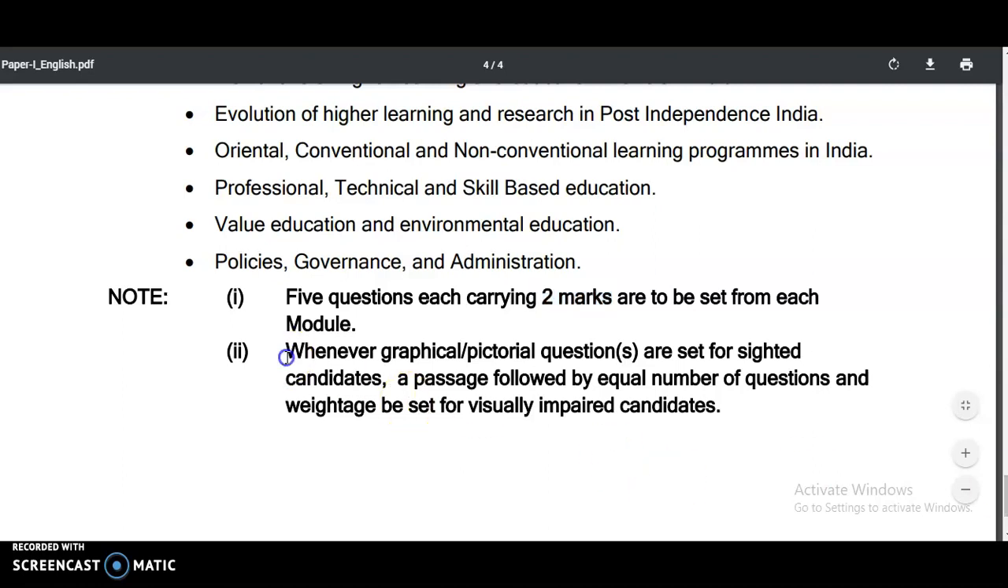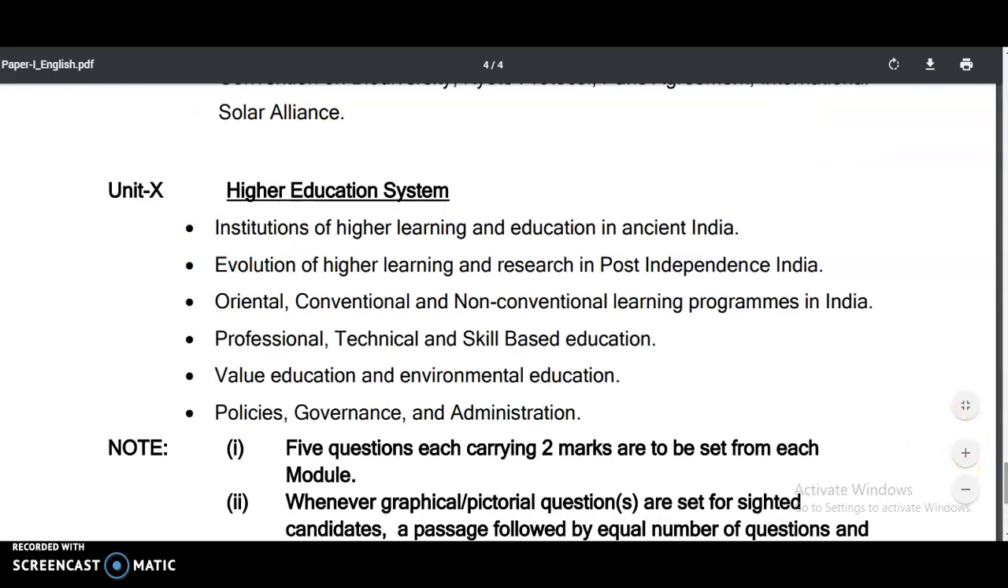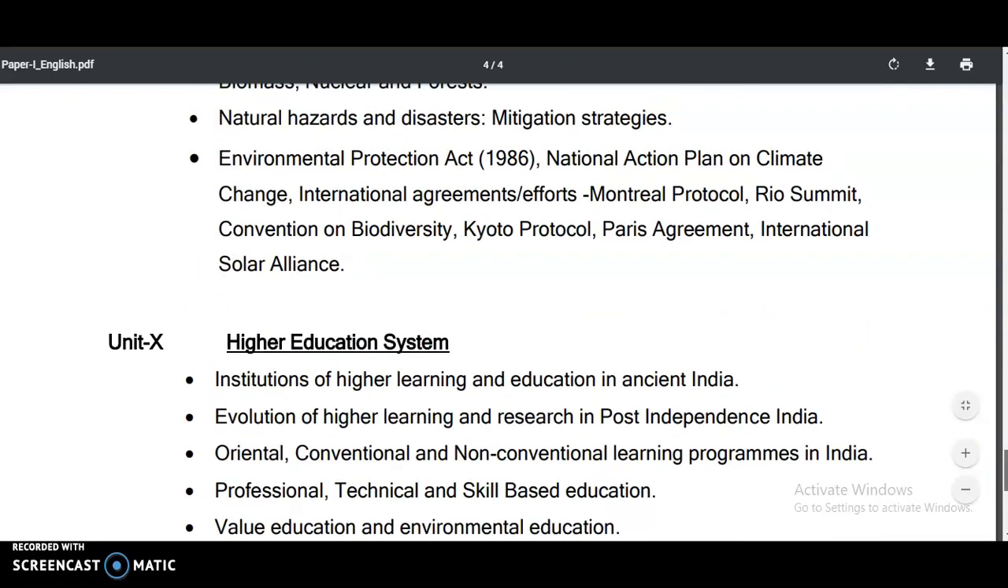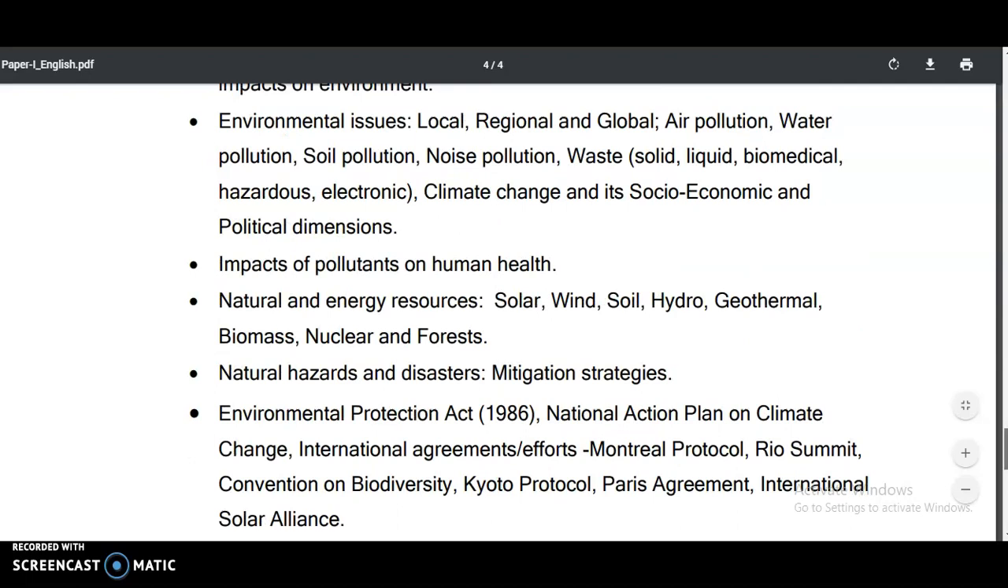And the next note is whenever the graphical or pictorial questions are set for sighted candidates, a passage followed by an equal number of questions and a weightage be set for visually impaired candidates, right? So these are the two notes. From these notes, you can understand how the marks distribution is going to happen for each and every module or unit in the UGC NET examination.